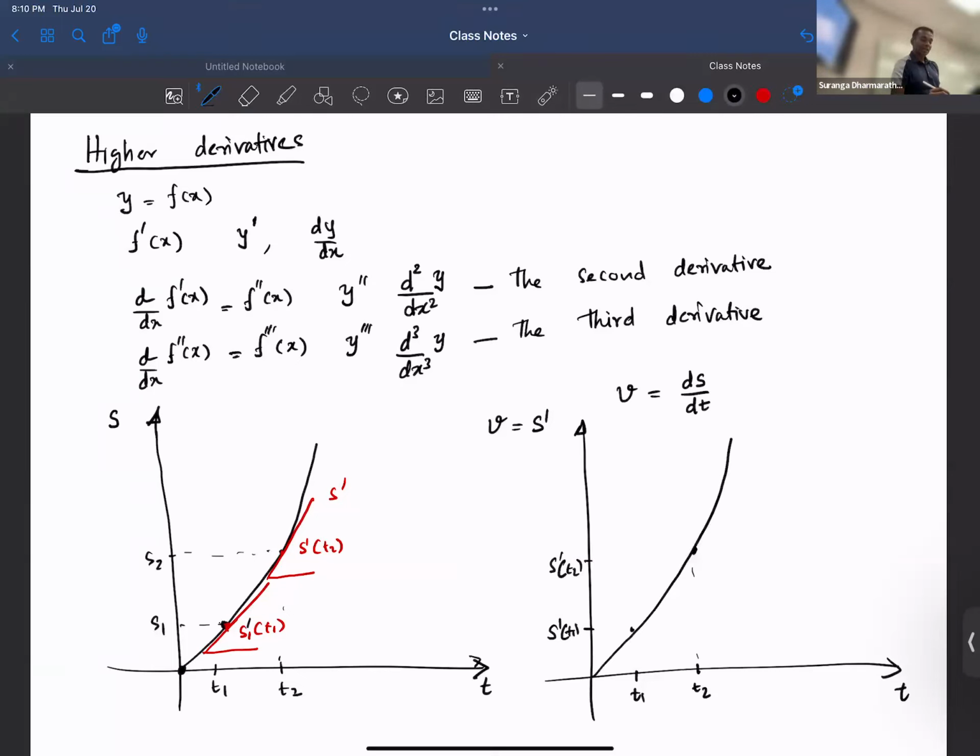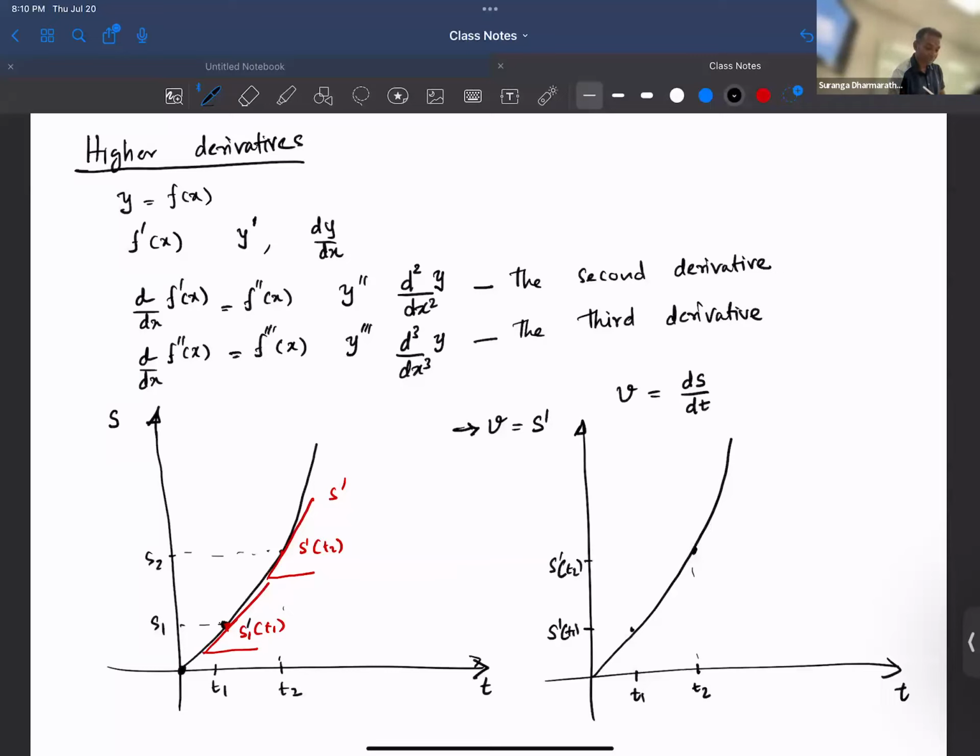Now, what does the curve represent? The first derivative. What is the first derivative of displacement? The name, what is this guy? V. Velocity. Now this curve represents velocity. Now I want to find the derivative of this one. That is the S double prime or V prime.